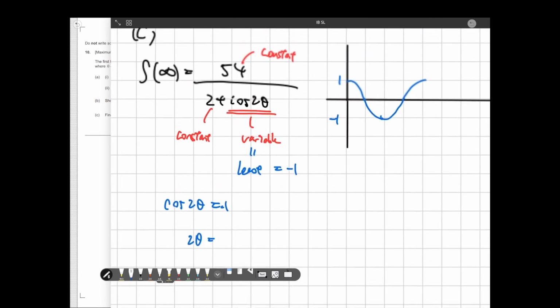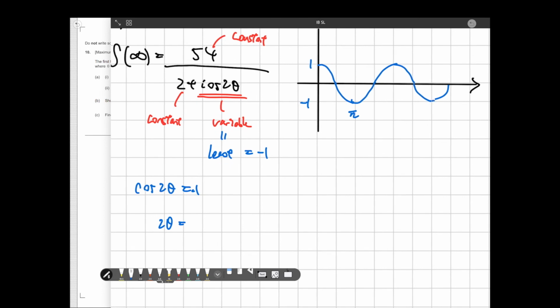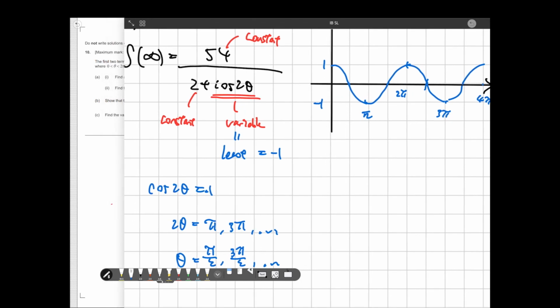So it means that 2 theta is pi. We know that. And that is a sinusoidal pattern, a repeated pattern. So that is 2 pi, and this one is just 4 pi, right? So it means that this one is 3 pi. So here we have pi, 3 pi, etc. So we have theta equal to pi over 2, and then 3 pi over 2, etc.